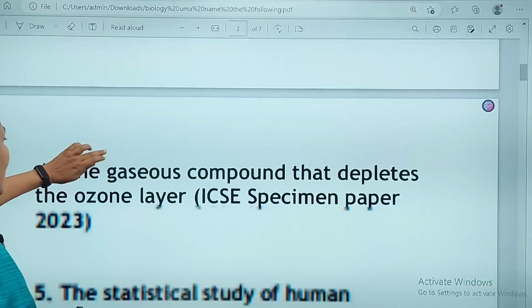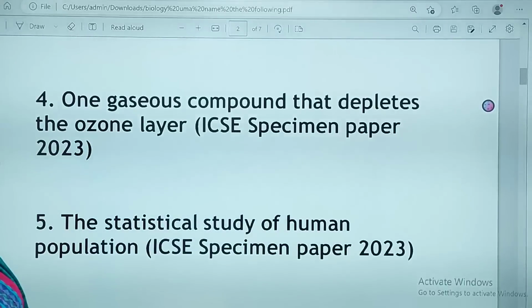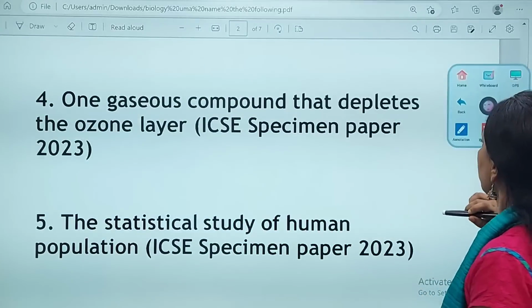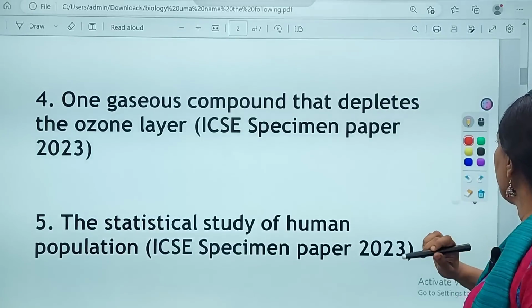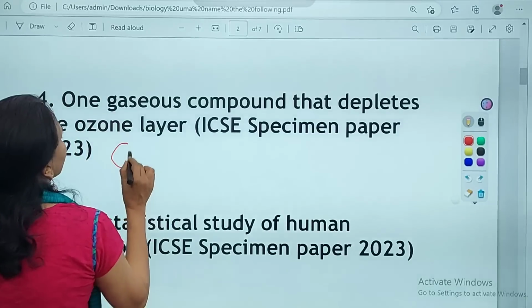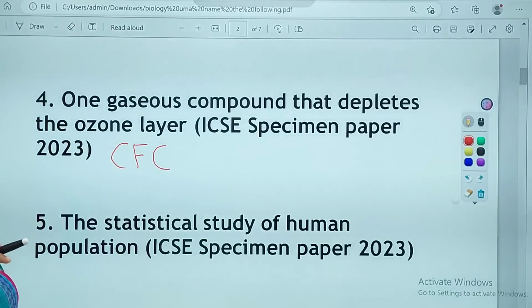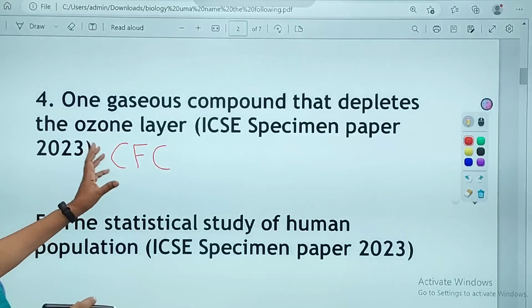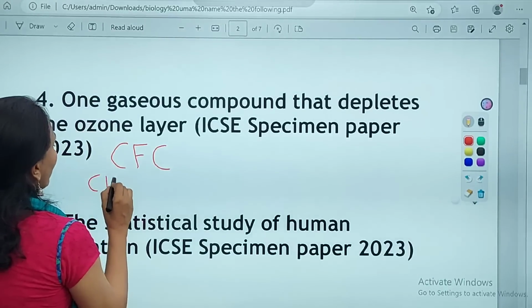The next one. One gaseous compound that depletes the ozone layer. What is the gaseous compound that depletes the ozone layer? Let me tell you that there are actually multiple compounds that deplete the ozone layer, but the most popular one among them is called the CFC. This is something that you find in all the refrigerants, in the coolants, in sprays, all those places you find. You can stick to the CFC, which is the chlorofluorocarbon.